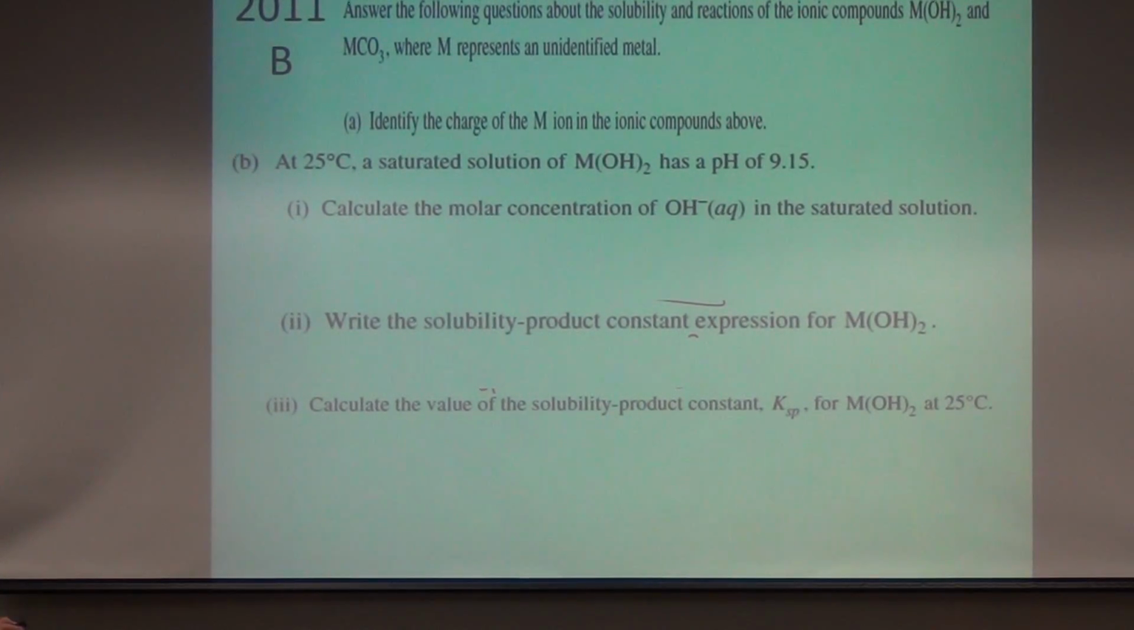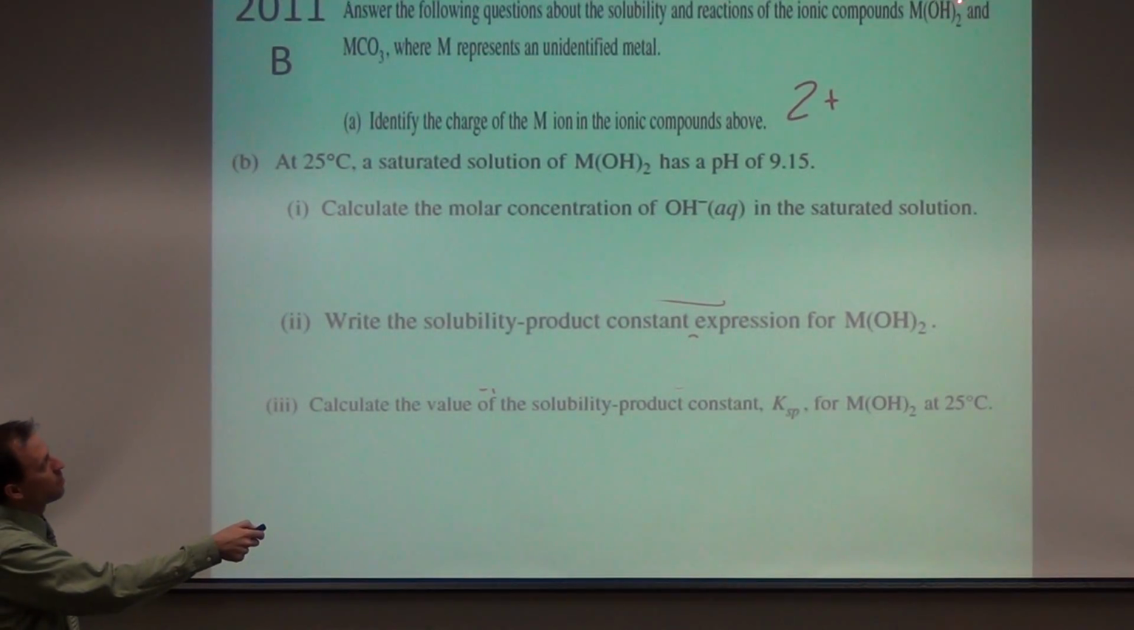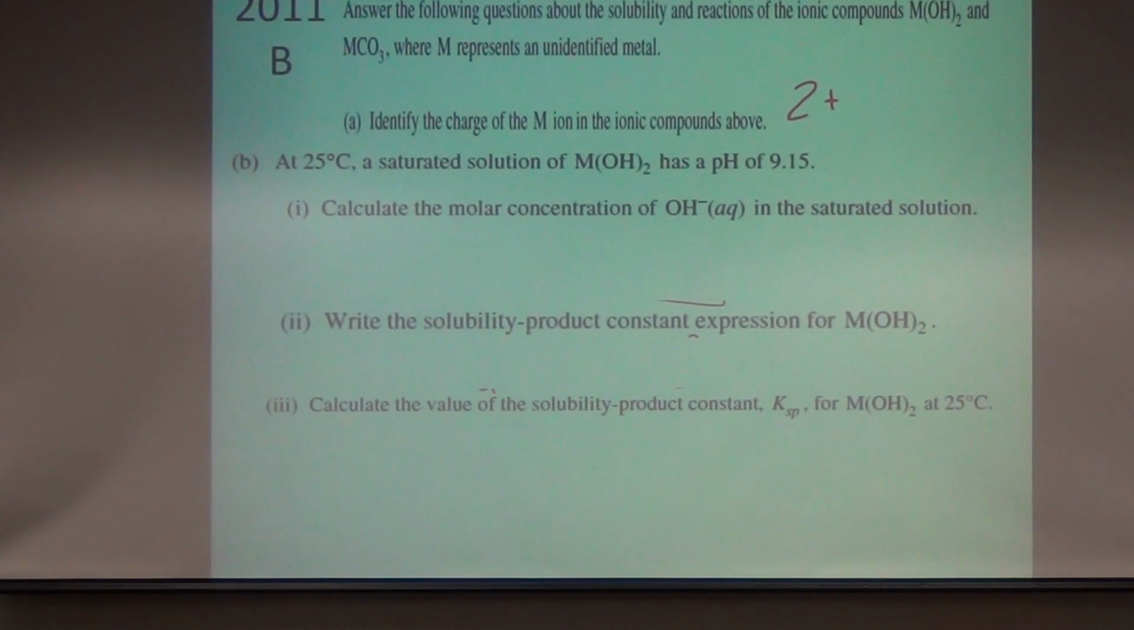I hope we all said it was +2. Do not just write a 2. Charges have charges, plus and negative. So, right, carbonate is a -2 and OH is a -1, so that would have crossed there and it didn't cross there, so that makes sense.